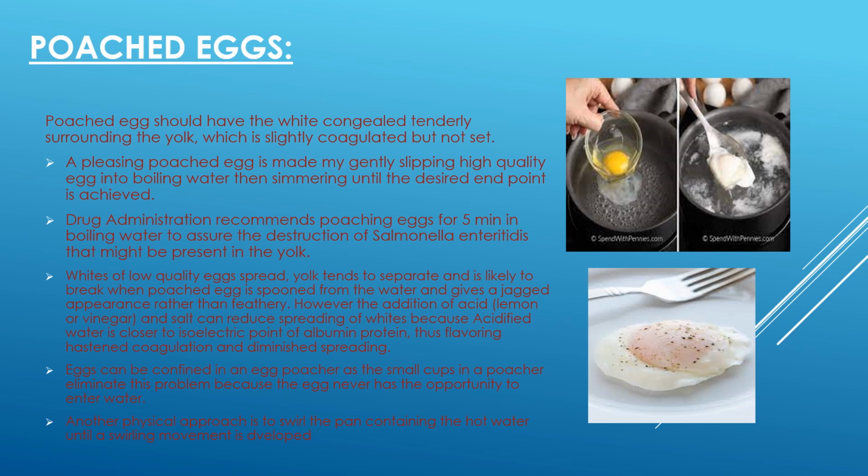Poached eggs. These eggs are cooked in water rather than oil. A good poached egg can be made by slipping a good quality egg into boiling water, then simmering the water until the desired endpoint is achieved. The Food and Drug Administration recommends poaching eggs for 5 minutes in boiling water to assure the destruction of salmonella that might be present in the yolk.